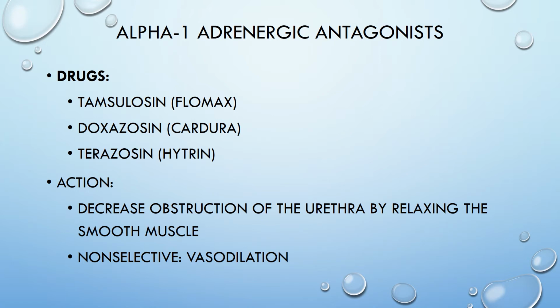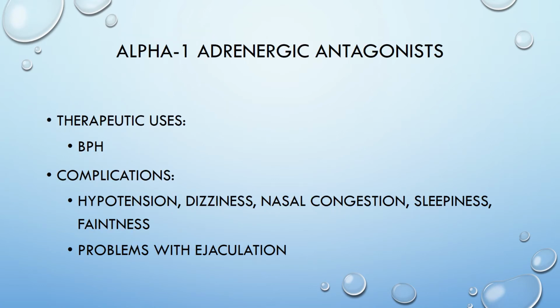So the actions of these medications are to decrease obstruction of the urethra by relaxing the smooth muscle, and then a non-selective is the vasodilation. Therapeutic use is BPH. Complications: hypotension, dizziness, nasal congestion, sleepiness, faintness. So just have them monitor their blood pressure and not get up quickly. This is going to be more likely with those non-selective medications, so the Hytrin and the Cardura would be those 2. Slowly rise, and don't operate machinery or drive until they know how they're going to be affected.